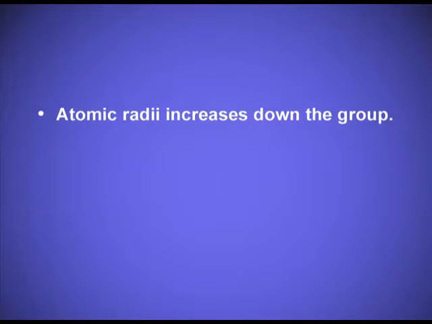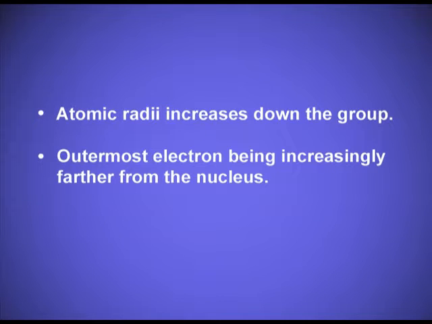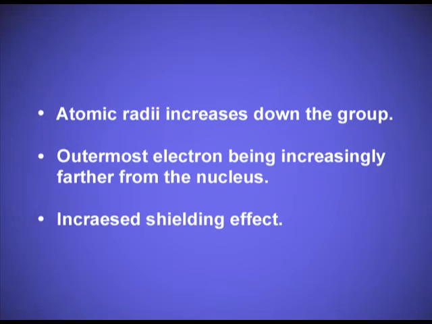Let me revise it again. It is due to atomic radius increasing down the group, the outermost electron being increasingly farther from the nucleus. Increased shielding effect: when the size is increasing down the group, the inner shells behave as a wall, a screen between the nucleus and the valence shell. So, it becomes very easy to remove the valence electron.